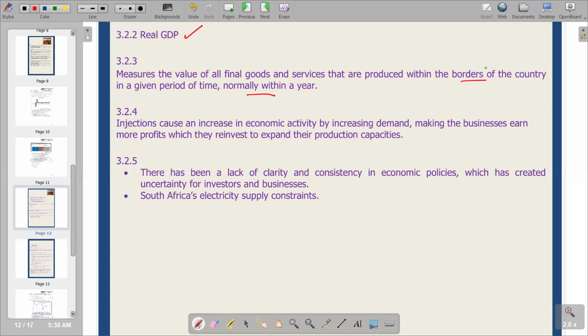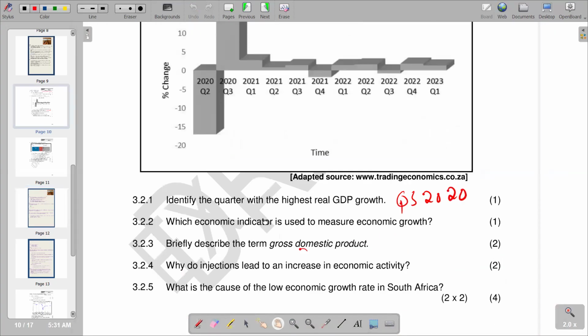national product, whereby with national products, it can be the value of goods that are produced by the locals who are producing outside the country, but for the gross domestic product, we confine ourselves to those that are being produced inside the country. So this is what we have on 3.2.3. Then we move on to the next one, which is 3.2.4.